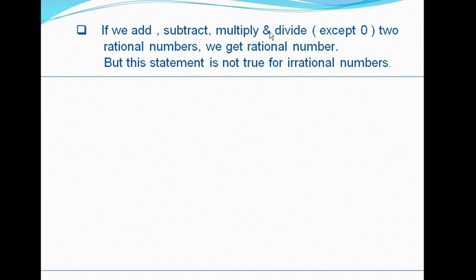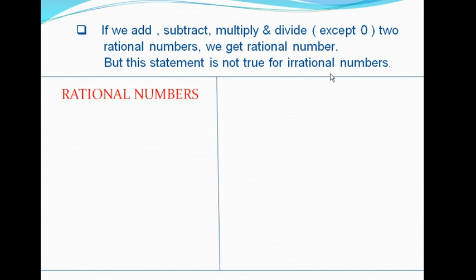So if we take two rational numbers and perform the four mathematical operations, that are addition, subtraction, multiplication and division, what is the result? We always get a rational number. But this statement is not true for irrational numbers. In the case of rational numbers, we always get a rational number, but in the case of irrational numbers, it is not true. Why not true?